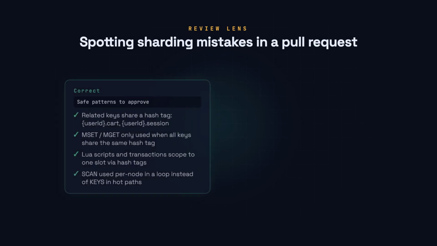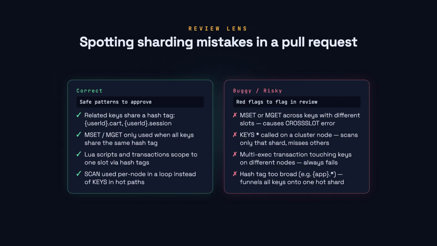When reviewing code that runs against a Redis cluster, check for cross-slot commands first. They always fail at runtime. Also watch for keys on a single node or an overly broad hashtag that defeats the whole point of sharding.